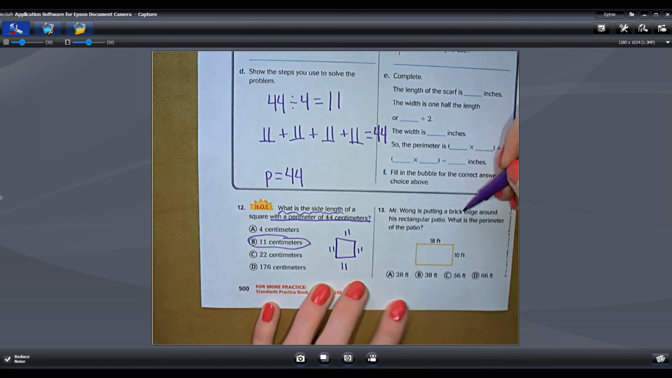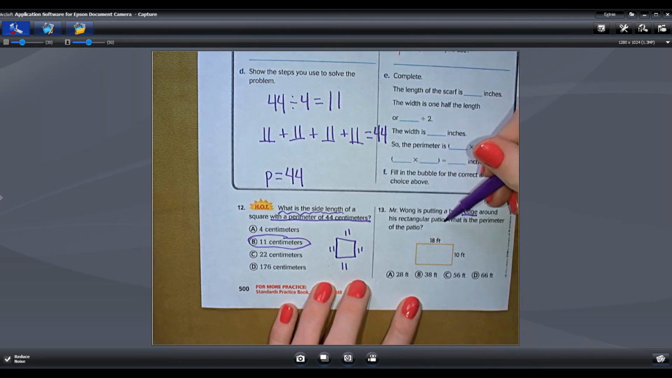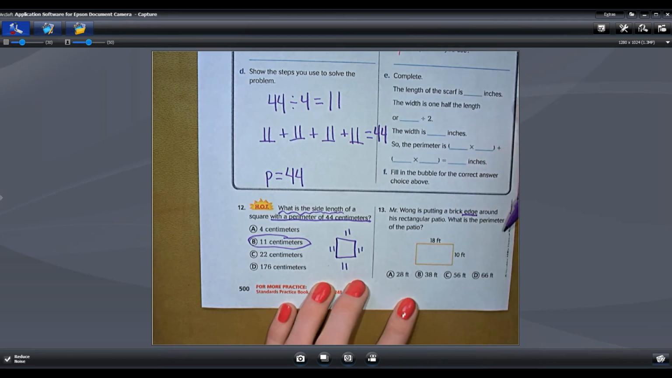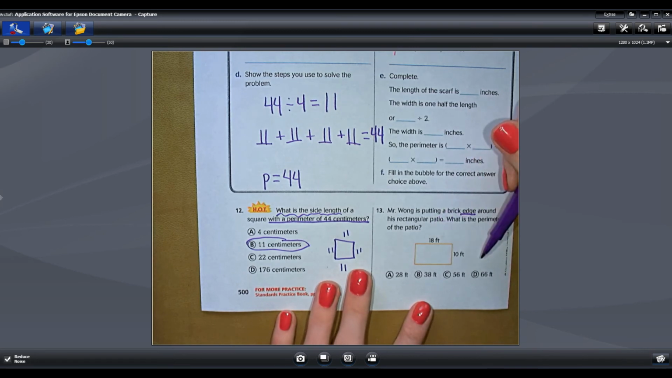Mr. Wong is putting a brick edge, a perimeter word, around his rectangular patio. What is the perimeter of the patio? Okay, hopefully you have this one. Why don't you pause it and do it and come back to me? Okay, try to find that perimeter on your own. Add up all 4 sides.